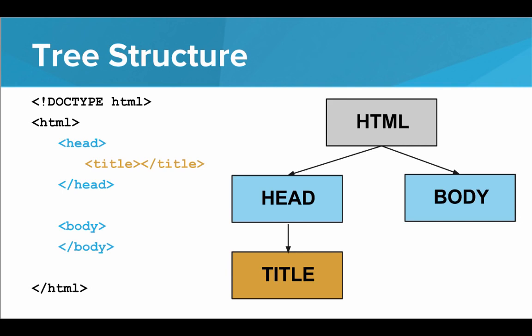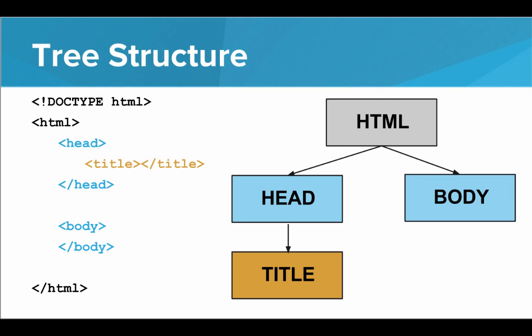Now we can see that with the layout of these tags, the HTML page is actually laid out like a tree. At the very root of the tree, we have HTML. We have the HTML tag. Now the HTML tag has two children. It has two tags that are inside of it, and that's the head and the body. So the head and body are right next to each other on the tree. Now inside head, we have the title of the page. So title goes beneath the head.